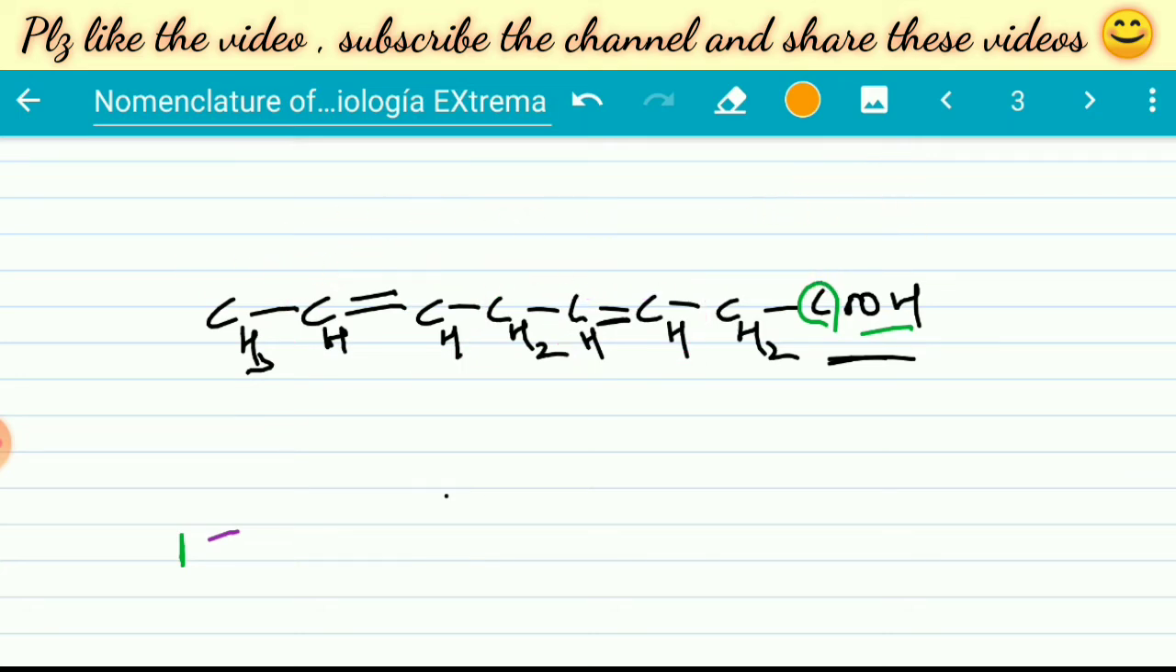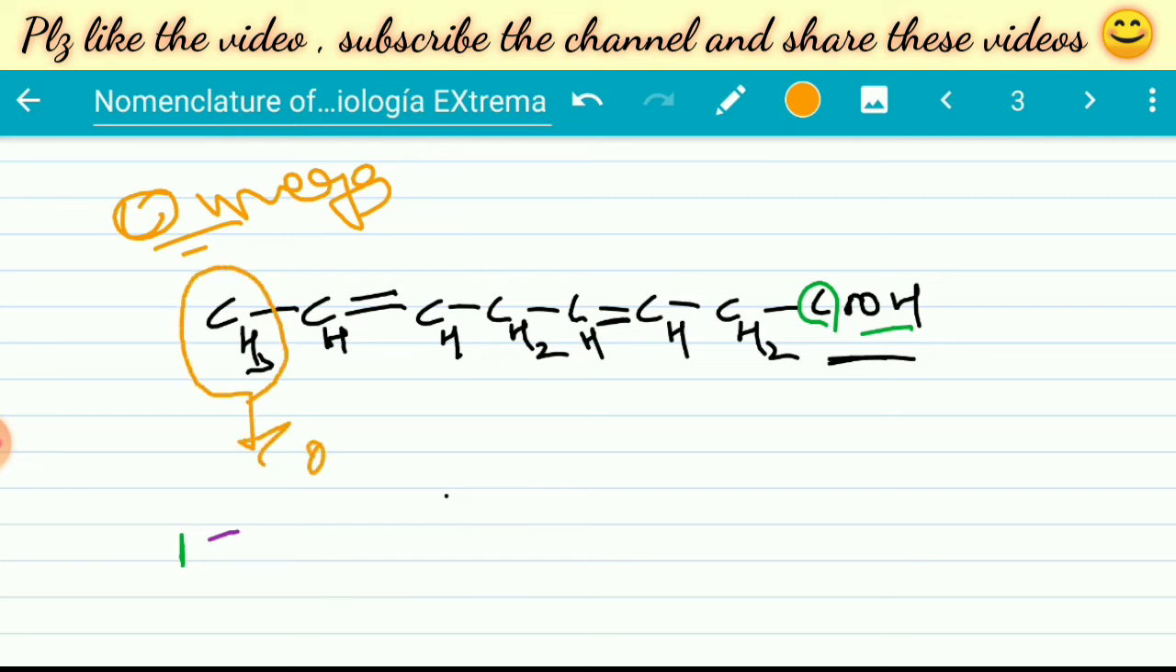Okay, so we are talking about the omega system of classification. In the omega system, first you need to know which is the omega carbon in this fatty acid. The methyl end carbon is called the omega carbon. The first thing you need to remember is that this end carbon is the omega carbon.